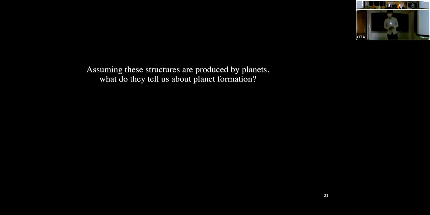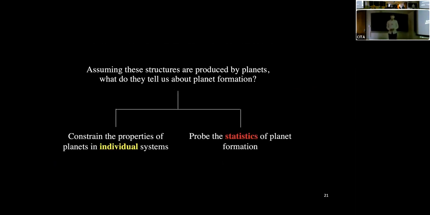All right, we have seen structures in disks, and at least some of them may be explainable by planets. So what can we learn about those planets from disk observation? I think there are at least 2 things we can do here. First, we can constrain the properties of planets in individual systems. And then once we have a large enough sample, we can probe the statistics of planet formation. I'll talk about the first one first.